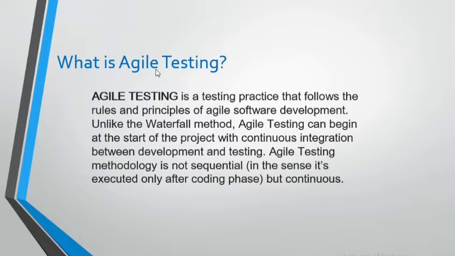Then what is agile testing? Agile testing is a testing practice that follows the rules and principles of agile software development. Agile testing can begin at the start of the project, with continuous integration between development and testing. So I already told, in every phase testing takes place. Agile testing methodology is not sequential but continuous. So this is the advantage in agile.